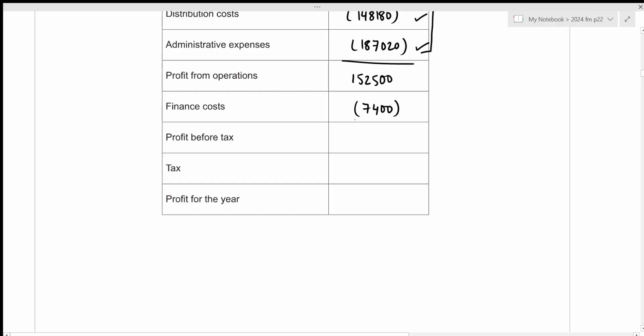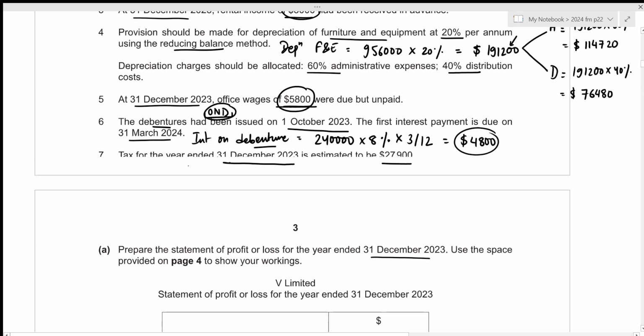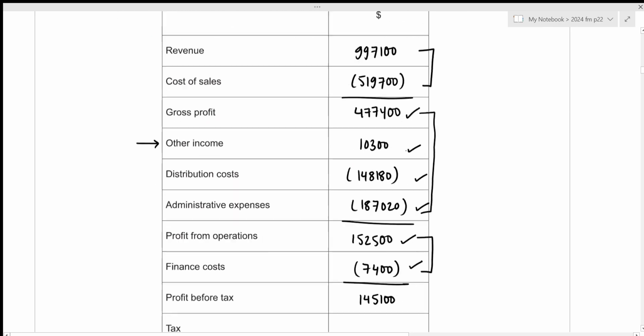Now we need to calculate the profit before tax, which is just the difference between profit from operations and the finance cost. That's 152,500 minus 7,400, which results in 145,100. Now we need to subtract the tax. And the tax amount was clearly given right here. That was 27,900.